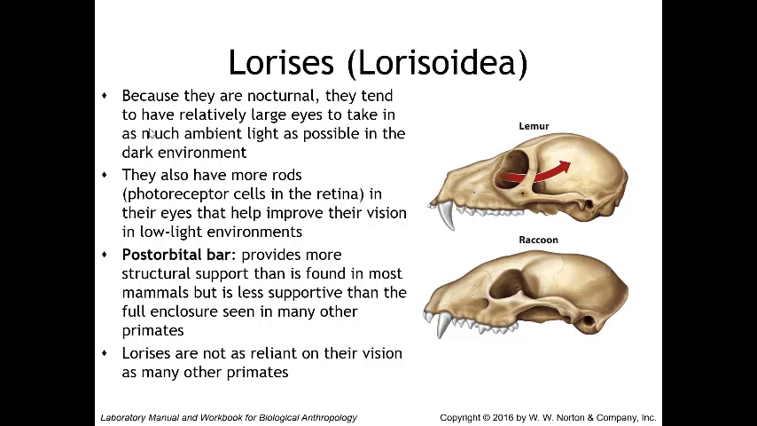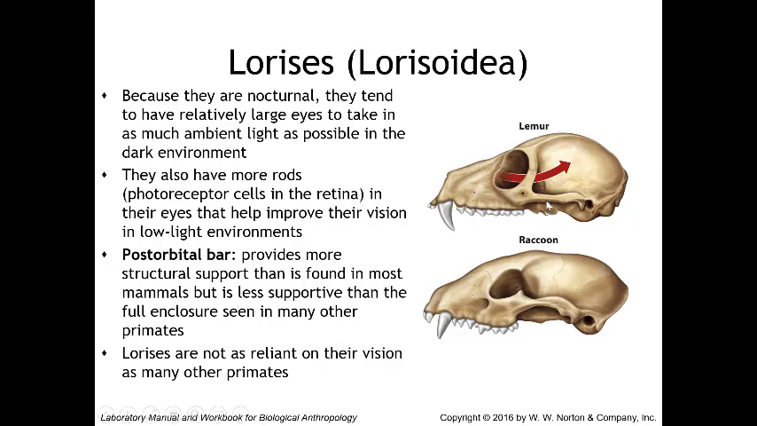Lorises also have what we call a post-orbital bar, right? We do not have that. Post-orbital bars provide more structural support than is found in most mammals, but it is less supportive than the full enclosure seen in many of our other primates. They have this unusual bony eye structure, again, to provide support. So we can see it here.